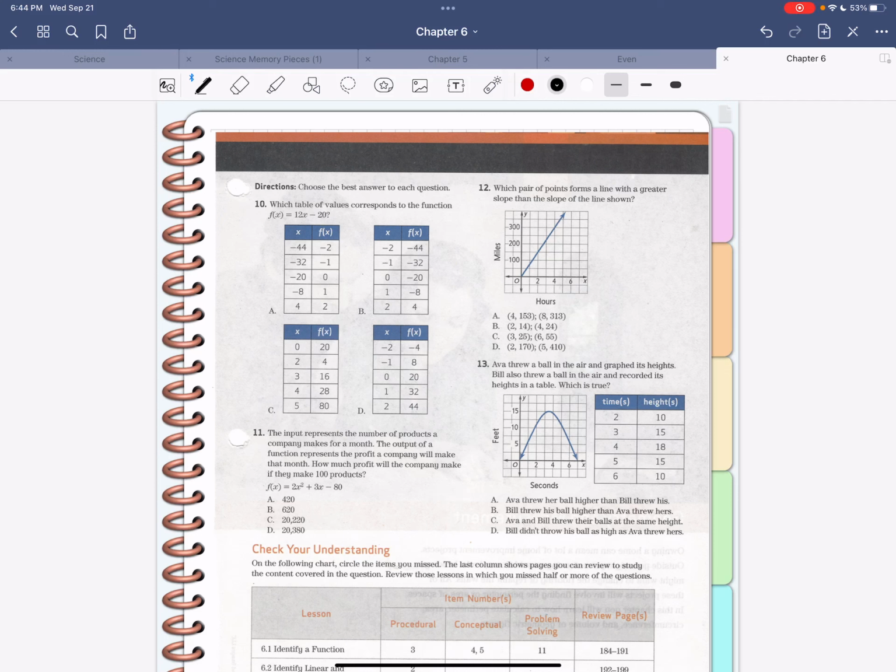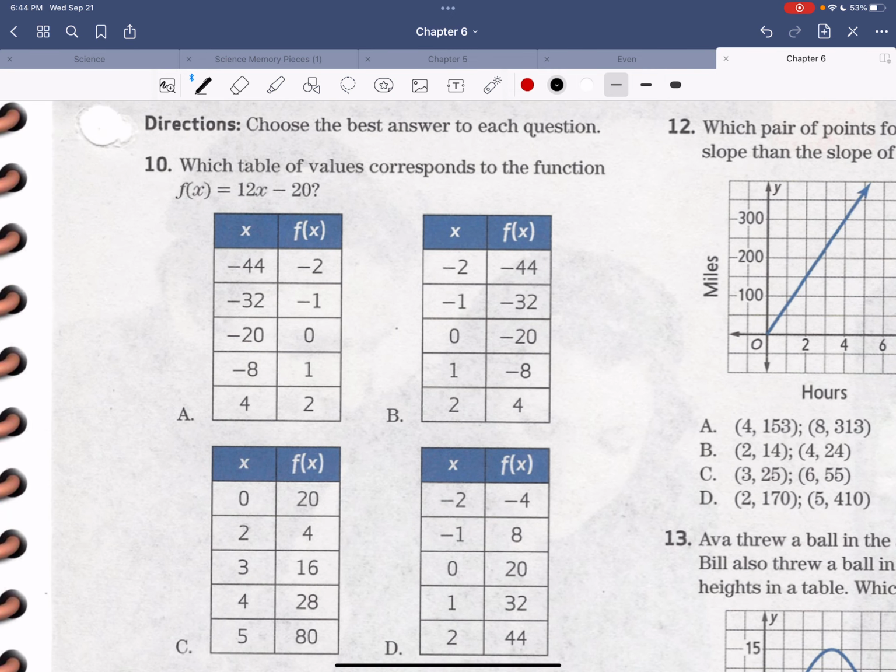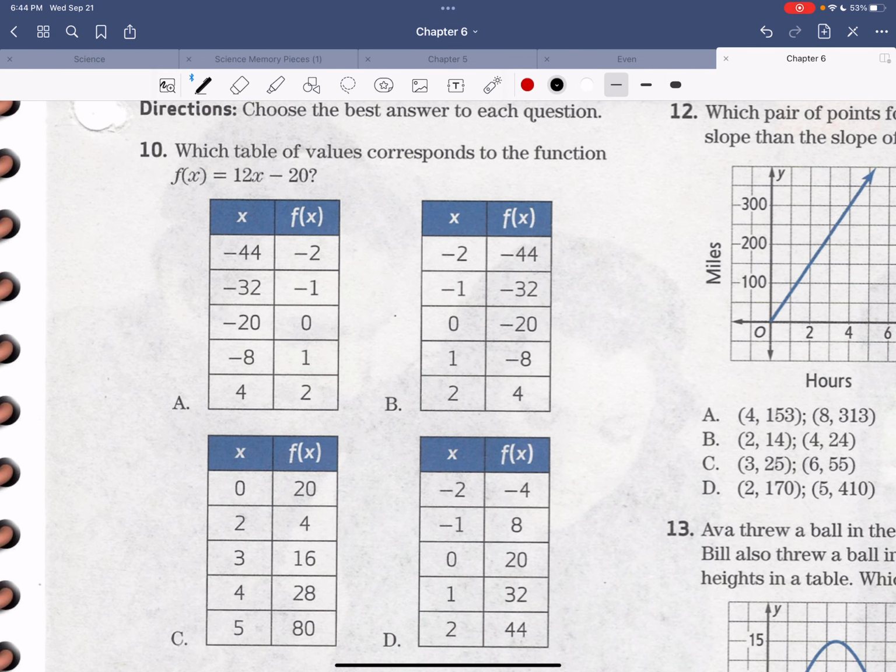I am on page 117 of the textbook, and we're looking at problem number 10. Which table of values corresponds to the function f of x equals 12x minus 20? Okay, this is a linear function, so I could eliminate anything that is not one-to-one in this case. And all of them, it looks like, are one-to-one. So I'm not going to be able to do a shortcut.